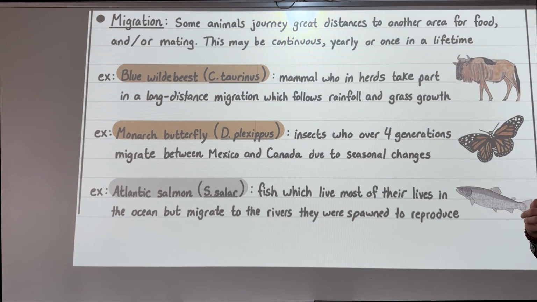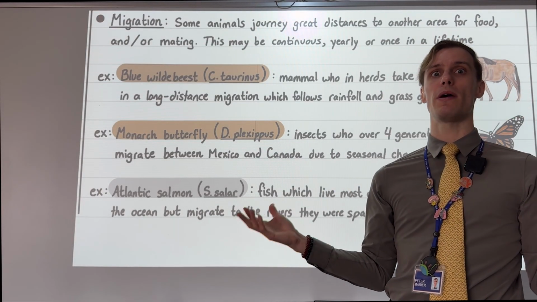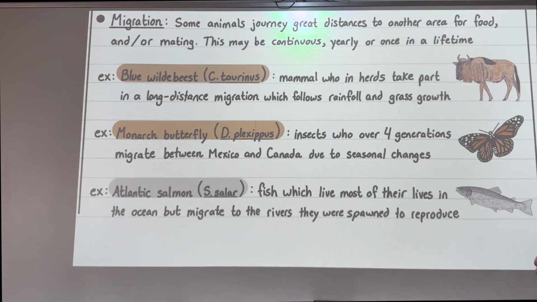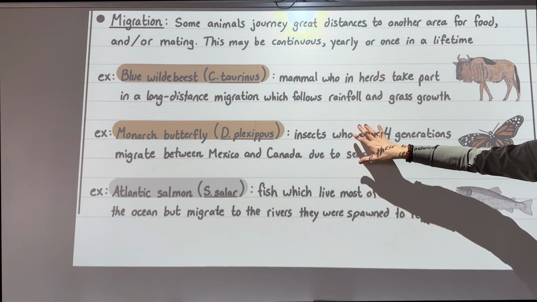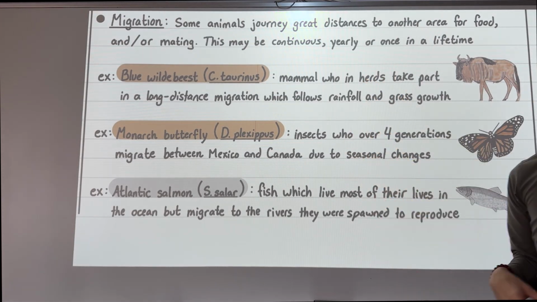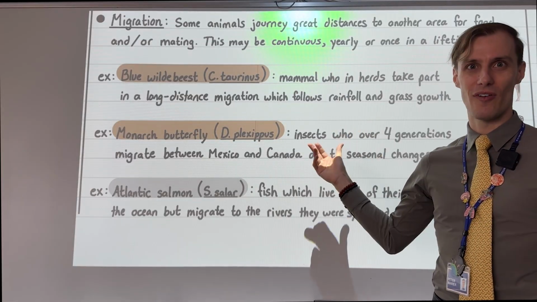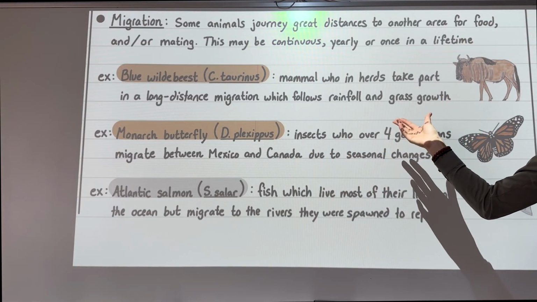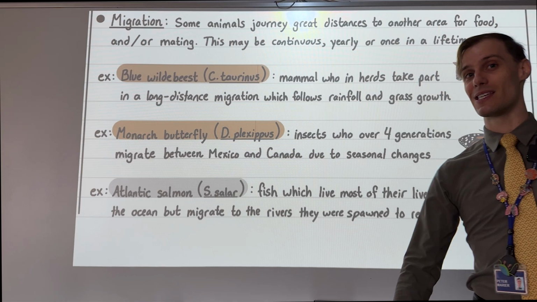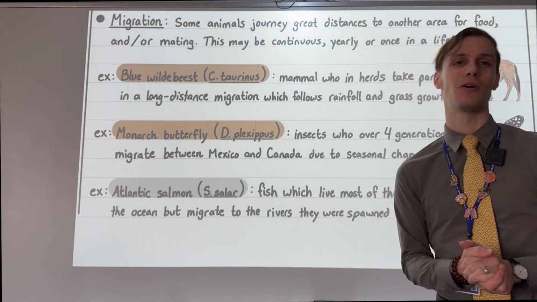And migration is seen across so many examples in the animal kingdom. So I want to give you an example of a mammal, of an insect, and of a fish, but keep in mind again that there are many different examples. It's probably funny that I didn't even use an example of a bird here, but you could also use the example of a hummingbird, which is also a migratory animal.